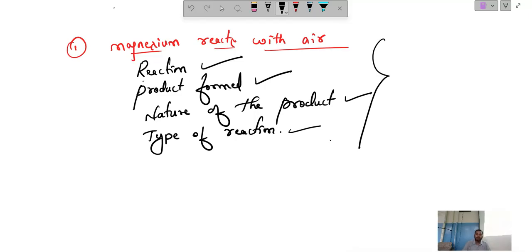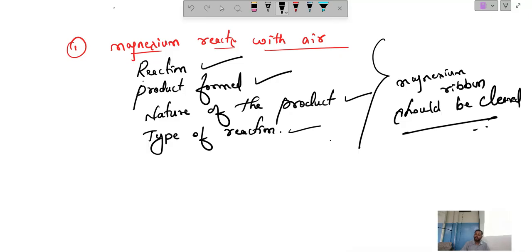Apart from this, we have one more question: Why should a magnesium ribbon be cleaned before burning? I hope this question is there in your textbook. On the left hand side page, it comes in the exercise column, I think question number 1 or 2, somewhere it will come. You can check your textbook for this question. It is already present in the textbook. Is this clear? Good.